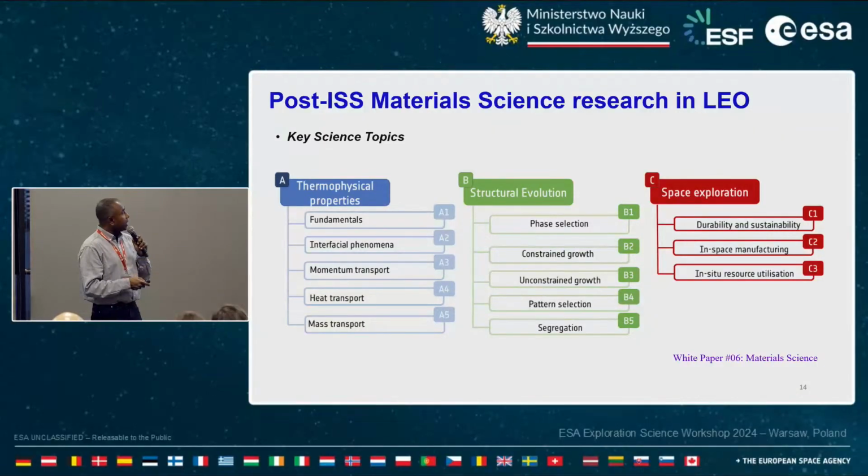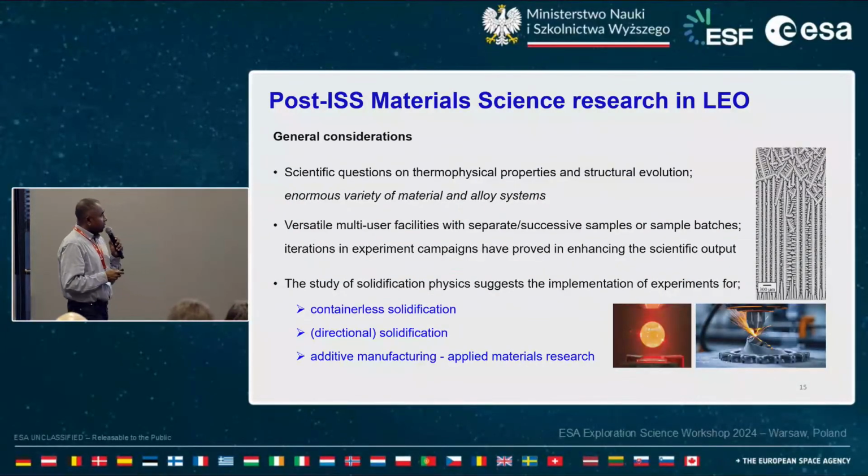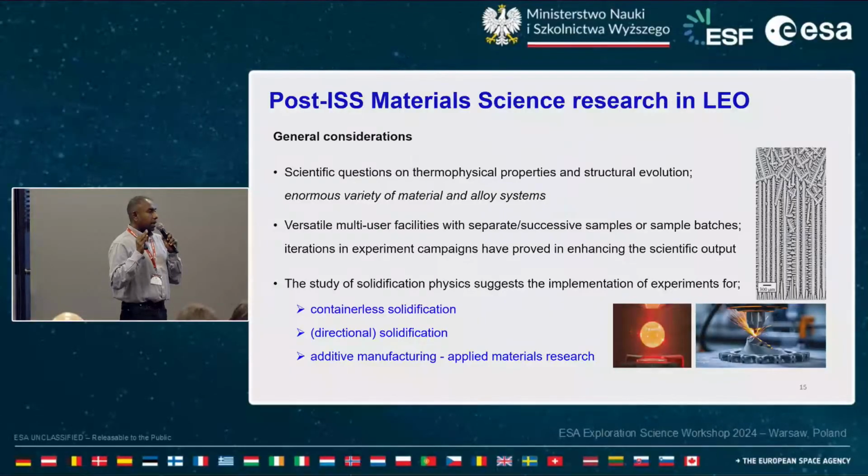In the material science white paper we can identify 3 basic areas: thermophysical properties, structural evolution, and space exploration. And we have some subtopics. So particularly what we have identified is our basic concern in material science or solidification science. Our basic scientific questions are always based on thermophysical properties and structural evolution, and we need to understand these across different materials, particularly alloy systems.